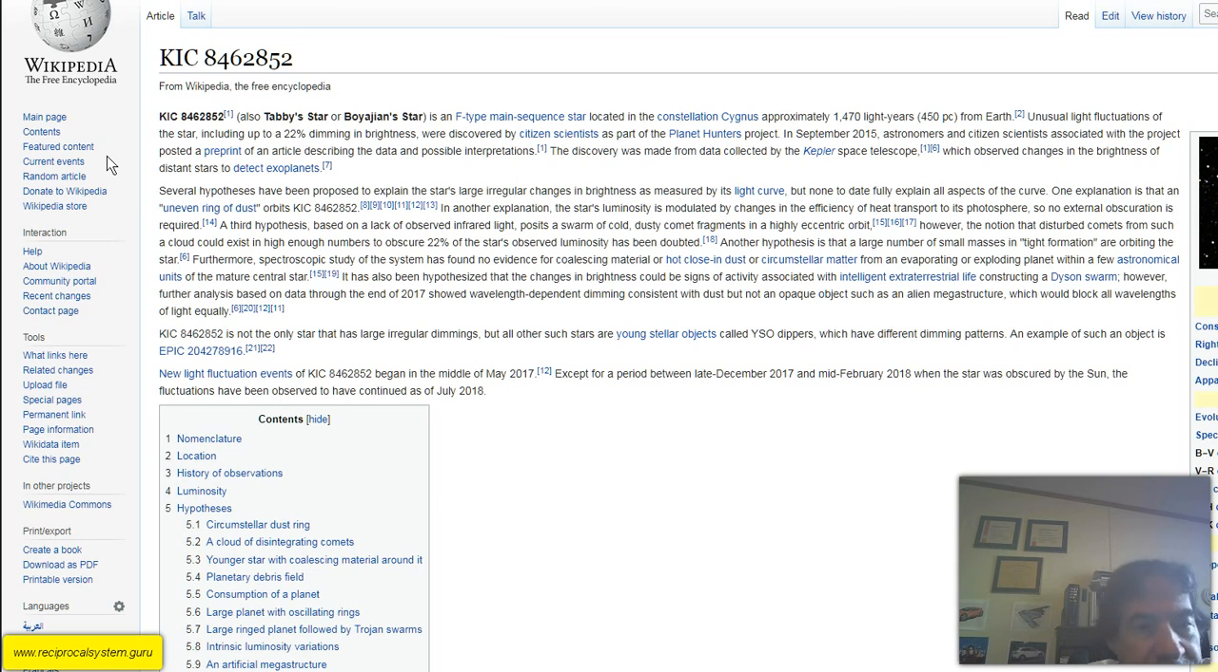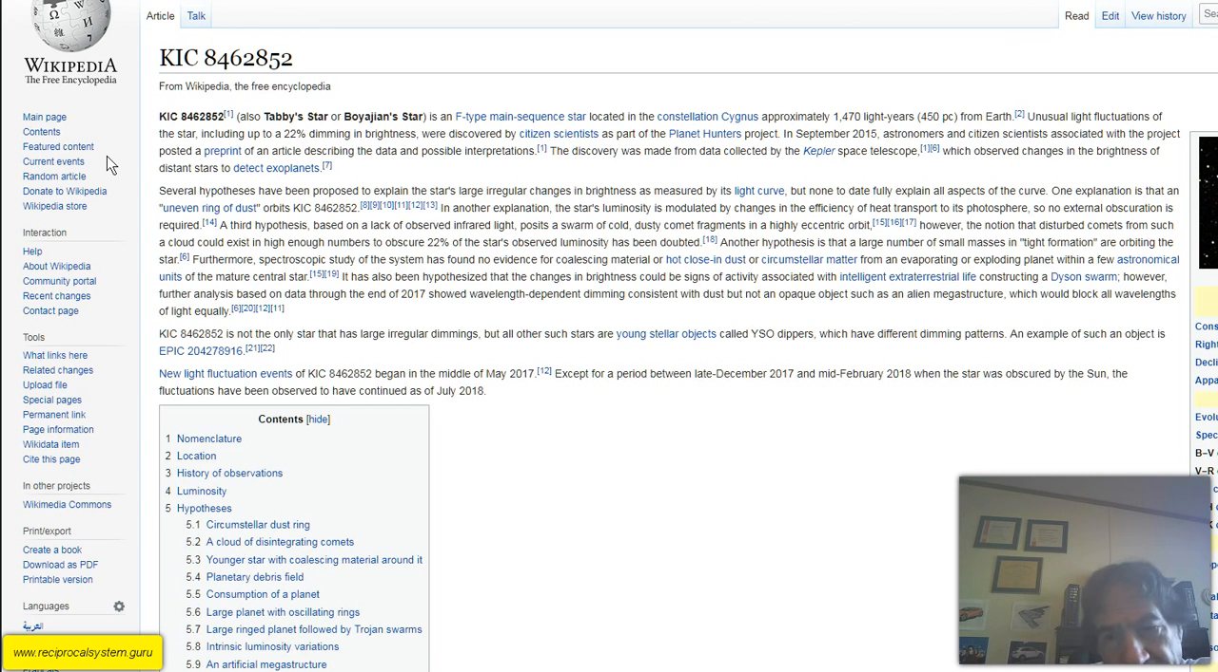One explanation is that an, quote, uneven ring of dust orbits KIC 8462852. Another explanation, the star's luminosity is modulated by changes in the efficiency of heat transport to its photosphere, so no external obscuration is required. A third hypothesis, based on a lack of observed infrared light, posits a swarm of cold, dusty comet fragments in a highly eccentric orbit. However, the notion that disturbed comets from such a cloud could exist in high enough numbers to obscure 22% of the star's observable luminosity has been doubted.